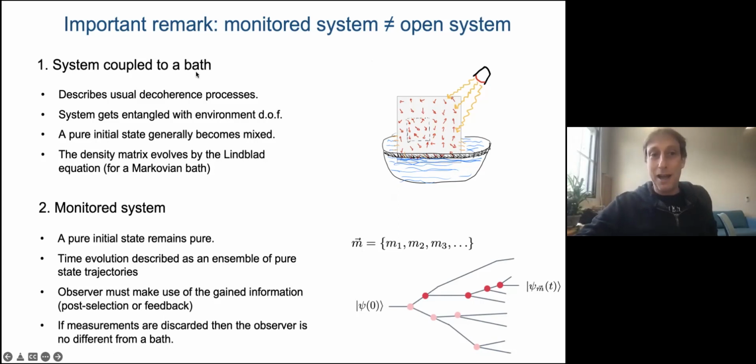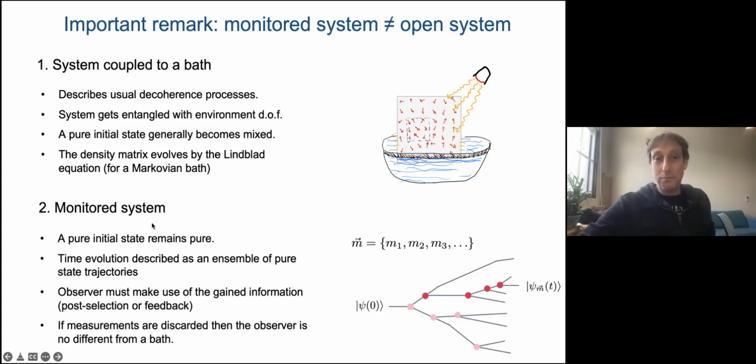So a system coupled to a bath basically describes usual decoherence processes. So you have an open system, it's coupled to some environment degrees of freedom. Because it gets entangled with the environment degrees of freedom, a pure initial state will immediately become mixed. So generically, such an open system has to be described by time evolution of a density matrix. So for example, if the bath is Markovian, this time evolution is described by a Lindblad equation, or if it's discrete, it can be a Kraus map or some kind of quantum channel that is applied at each time step.